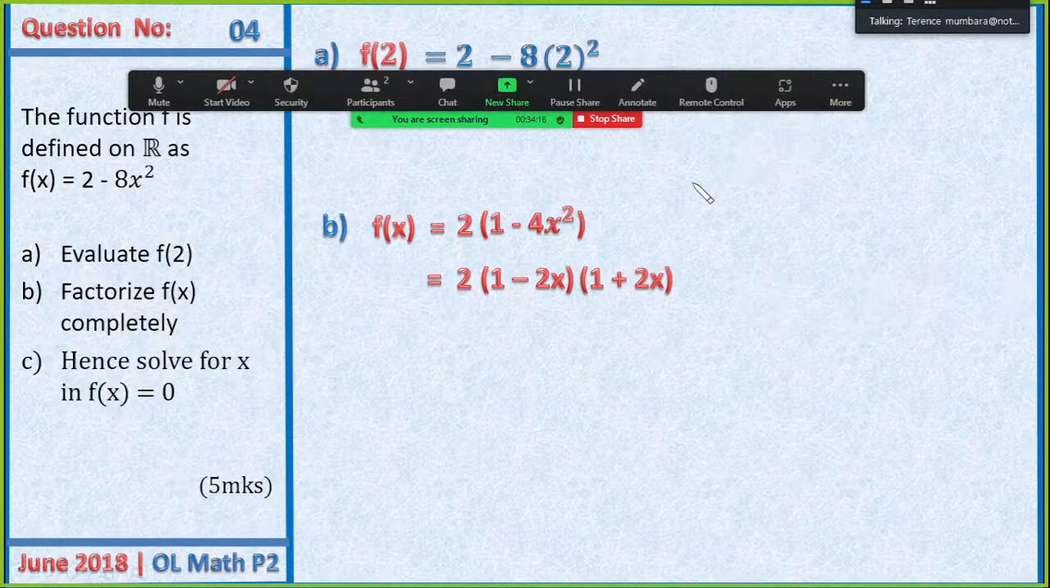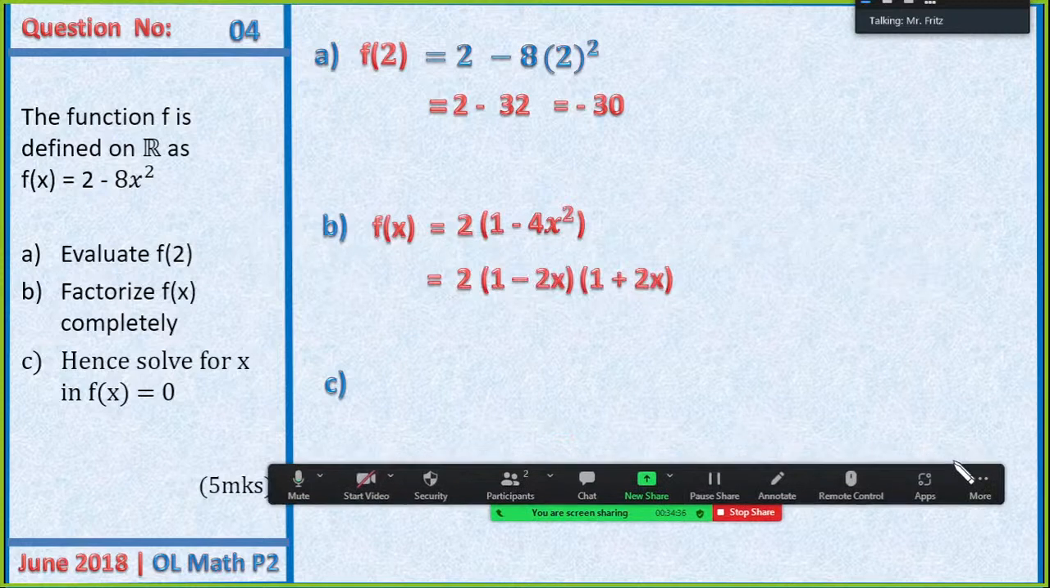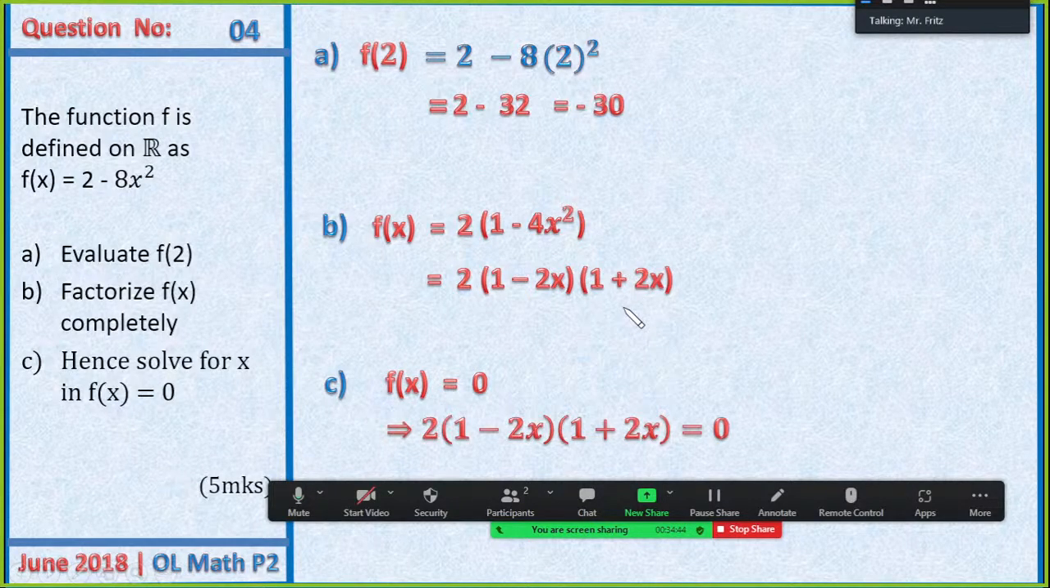Right now the C part, they say hence we should solve for x in f of x equals 0. So here we just have to equate this to 0. Equate this to 0, what are we going to have? We'll have 2 into 1 minus 2x into 1 plus 2x equals 0.